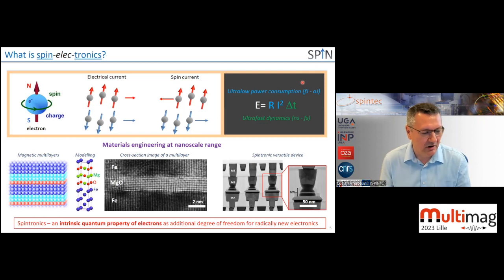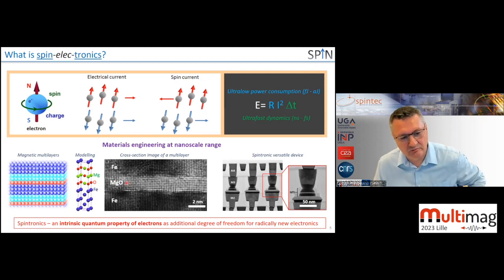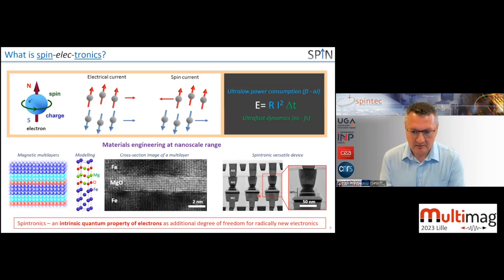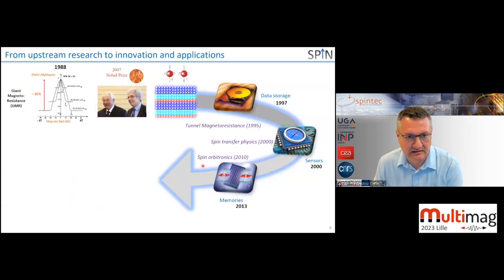And we also have a very good knowledge, with respect to some other communities, in terms of materials. We know how to grow those materials and how to model them very precisely, and the scientific discoveries move toward technological integration. Right now we have a kind of versatile spintronic device, which is so far the magnetic tunnel junction, and which can already be used and proposed for several types of applications. So that is a bridge toward a new degree of freedom for a radically new electronics that spintronics can bring.